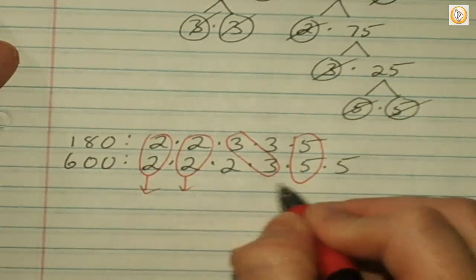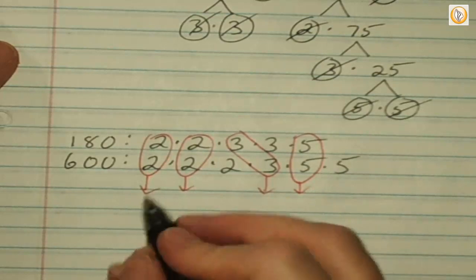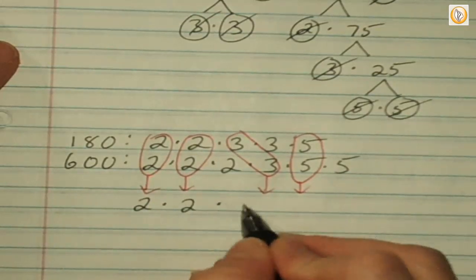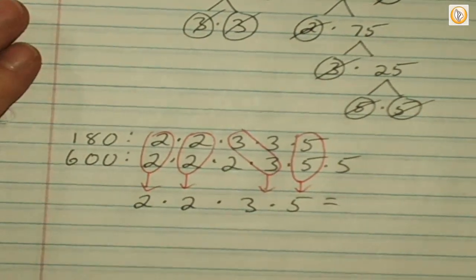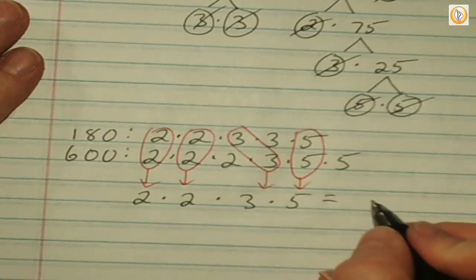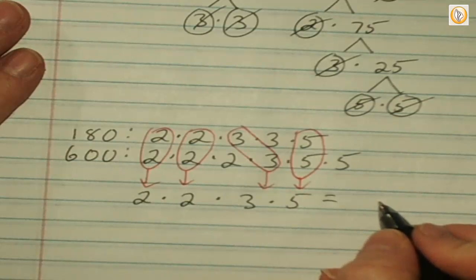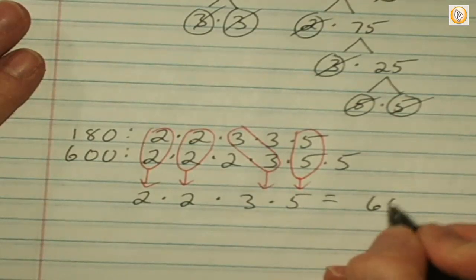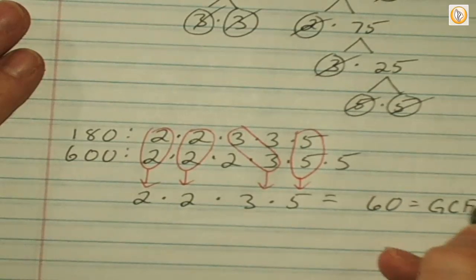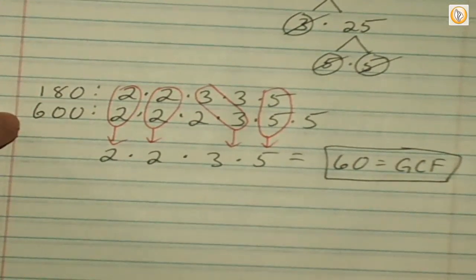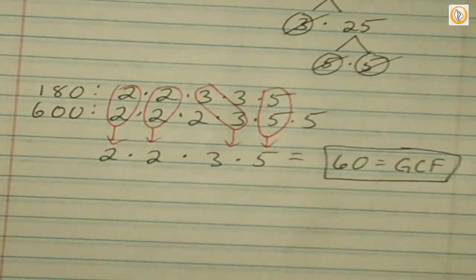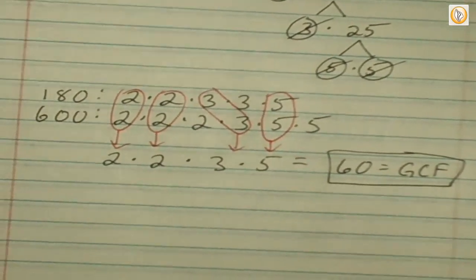All right, so we take one of each. I have 2 times 2 times 3 times 5. Raise your hand. Natalia? 60. 60 is the greatest common factor. See, just by looking at 180 and 600, you would not know that 60 would be it. That's why we do prime factorization.